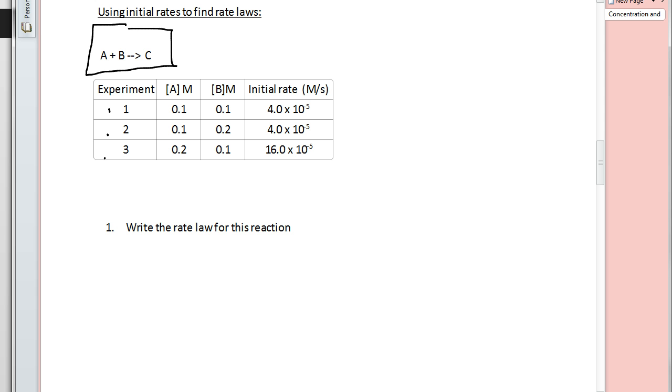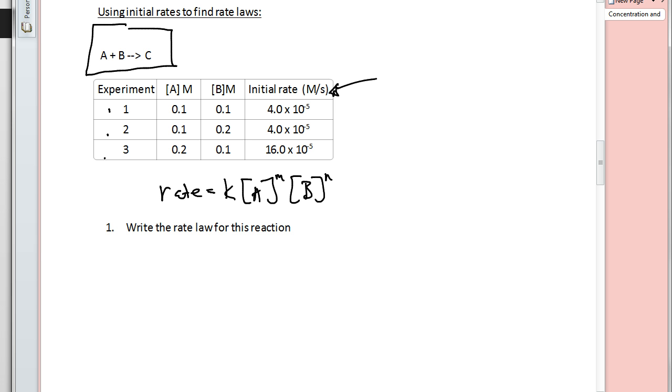We have the concentration of A in molarity, which is 0.1, 0.1, and 0.2 respectively, and then the concentration of B given there. And then we have some initial rates, again noticing that our unit is molarity per second. And we're being asked, write the rate law for this reaction. So that's what we're going to do. I can go ahead and write a sketch of the rate law. But this isn't the finalized rate law.